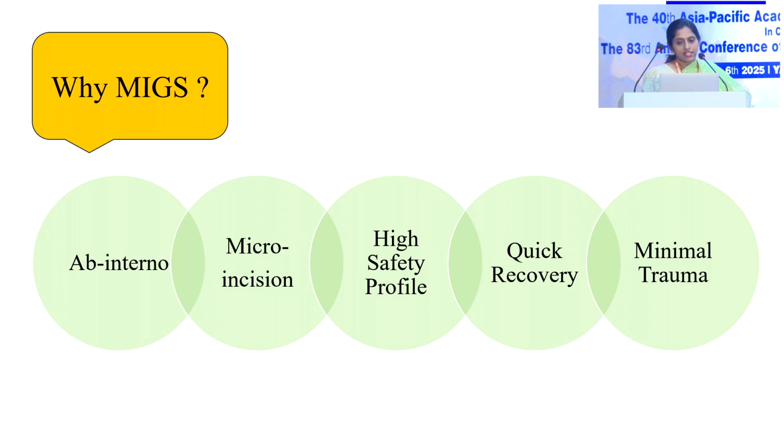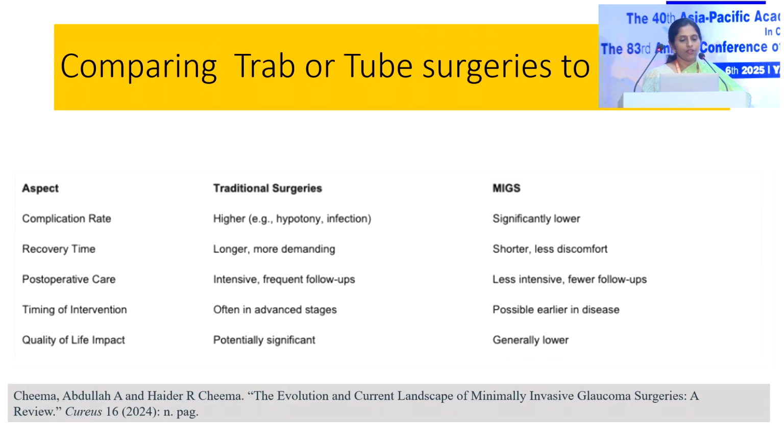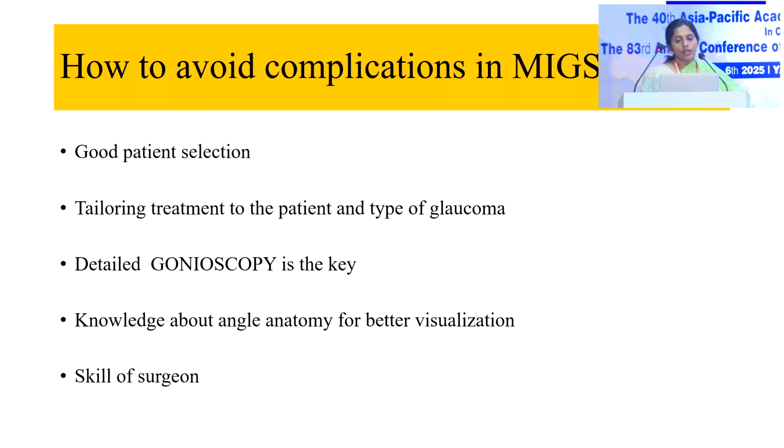Though it has a high safety profile, it does have a set of complications that one has to be aware of. Comparing the trab and tube complications to MIGS, it's very minimal because it doesn't have potentially blinding complications like what we saw with the previous two speakers. So how do we avoid complications following MIGS? Number one is with good patient selection. In order to have a good surgical outcome, good patient selection is very, very important.